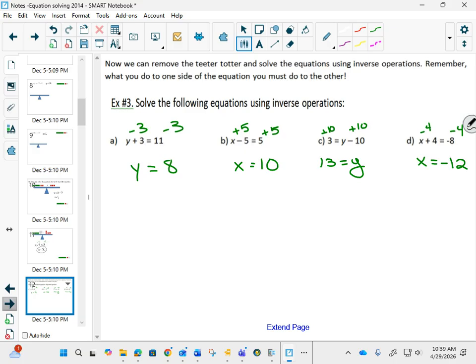So in C here, you have y minus 10. The opposite of minus 10 is add 10. Add 10, add 10. What is 3 plus 10? 13. And then check it. Is 13 minus 10 3? Yes. That's another nice thing about these questions. When you get an answer, you can go back to the original equation and check it to see if you're right.